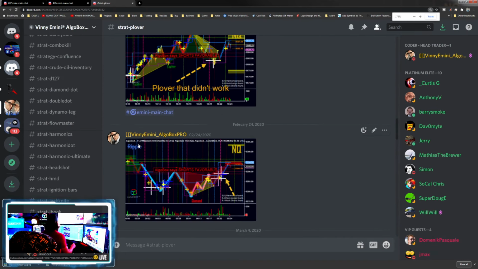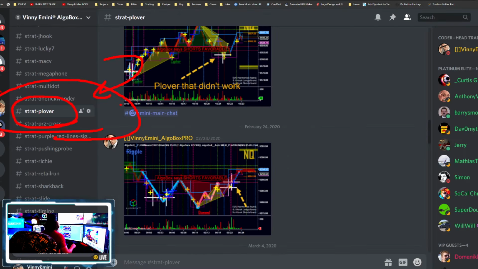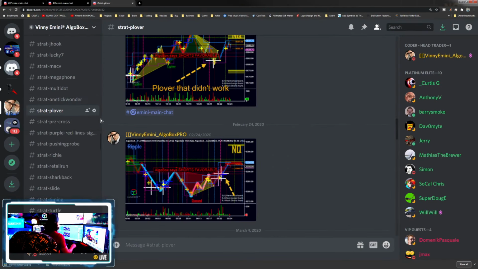If you are wanting to come back and find these later in our room, head on over here to the left-hand side menu. You go into the education section, and right there you'll see the strat plover. Again, all of our strats are listed over there on the left inside of our Discord channel.